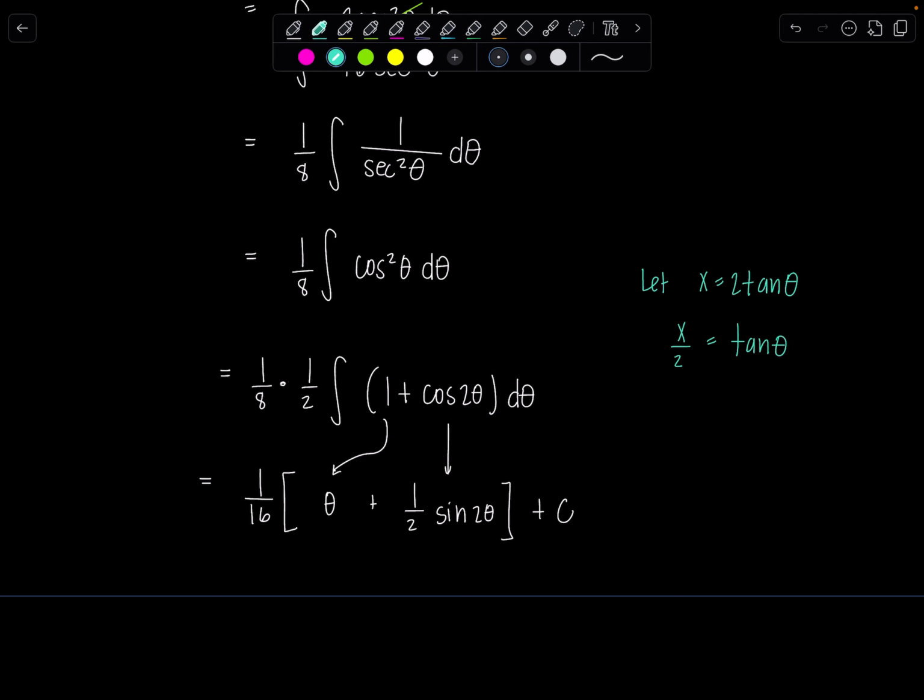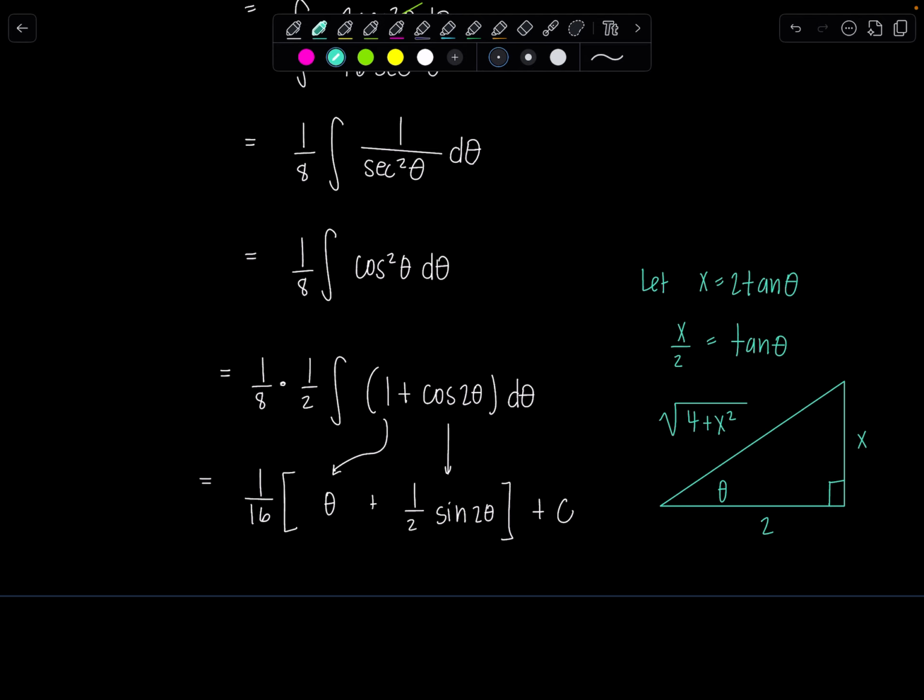So we're going to draw a triangle in which the ratio of the opposite over adjacent side, tangent of that theta, is x over 2. Then the missing side, the hypotenuse from the Pythagorean theorem, would be square root of 4 plus x squared, which we saw in the integral originally. There was no square root, but we did have 4 plus x squared.